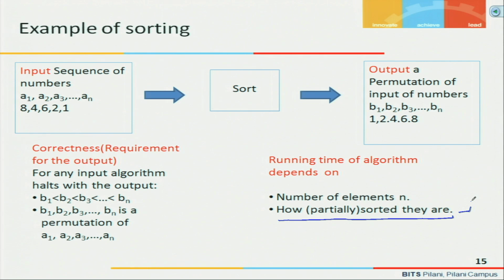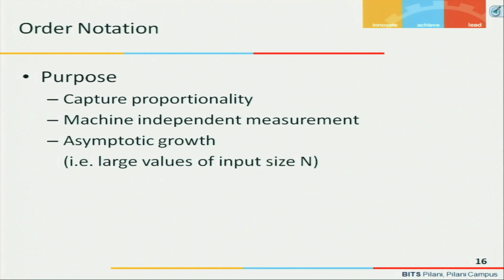So, all these ideas we are going to try to abstract into an analytical model. That precisely is the purpose of what is called order notation. That is, we are going to try to capture proportionality. If you recollect, we said 2n squared plus 2n plus 1 is something captured by n squared. So, we really did not have to write down the expression, but we could actually capture the highest degree term in the expression, and that is what we are going to try to do: capture proportionality. As already said, we want machine independent measurements.